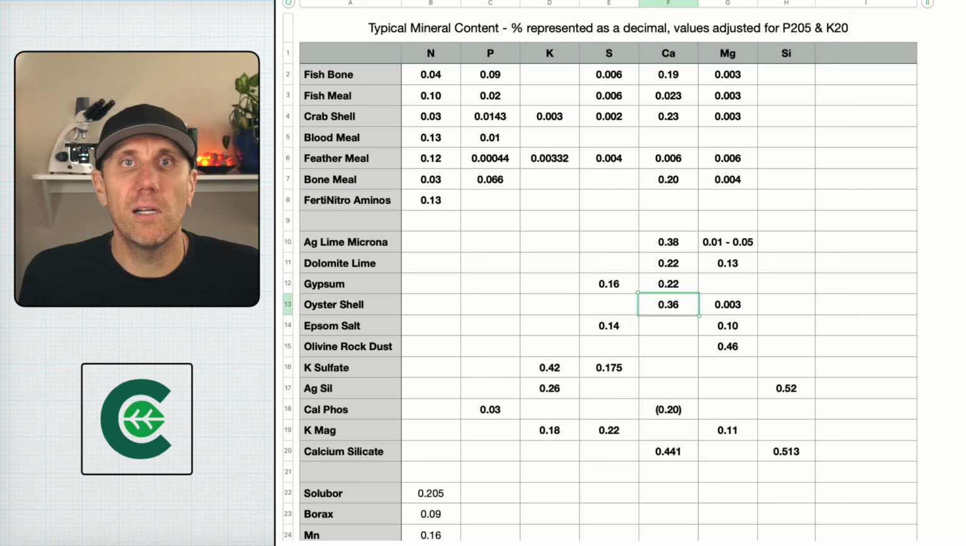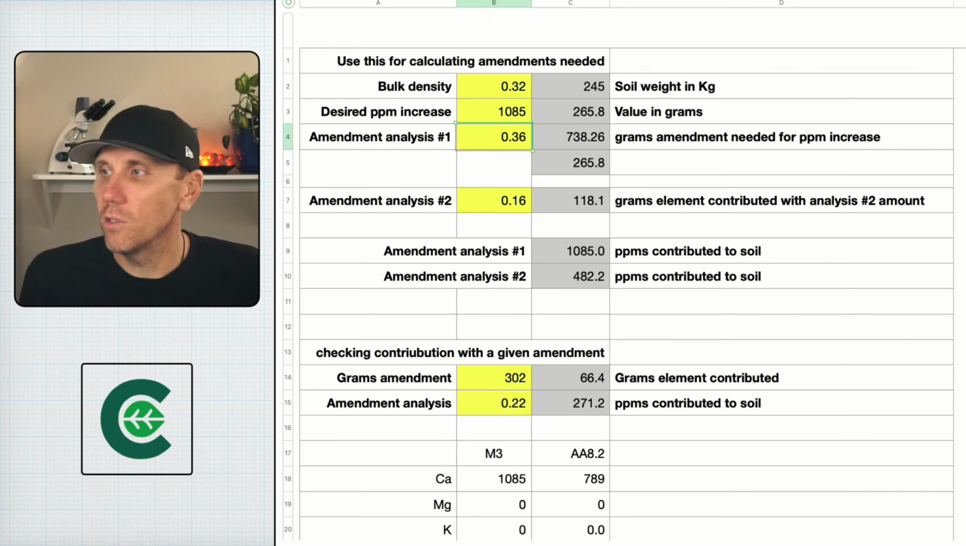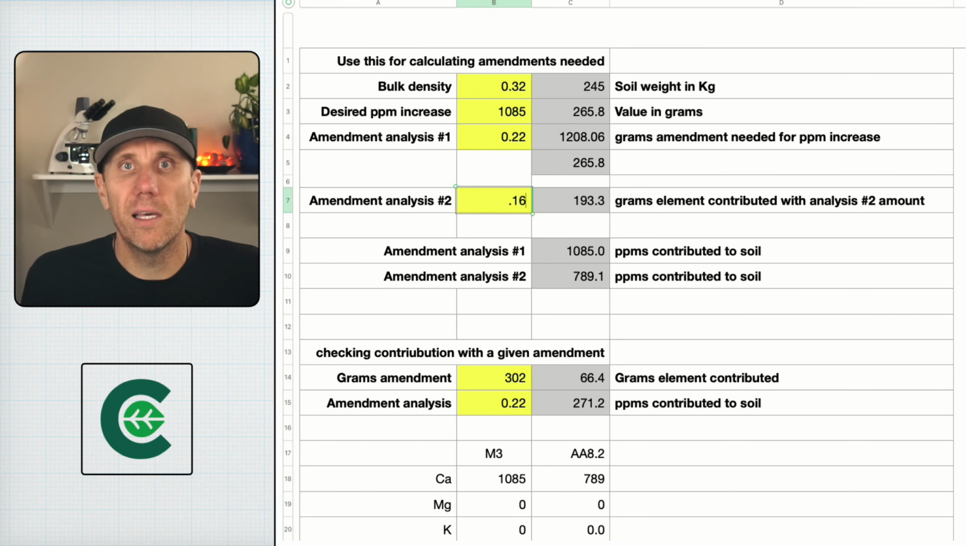Oyster shell is fine, but it's not soluble. So because we could use some sulfur, we're going to use our gypsum. That's 22% calcium, 16% sulfur. So we represent that as a decimal, and amendment analysis 1 and 2 is for our calcium and our sulfur. And it says there that we're going to need 1,208 grams of gypsum.